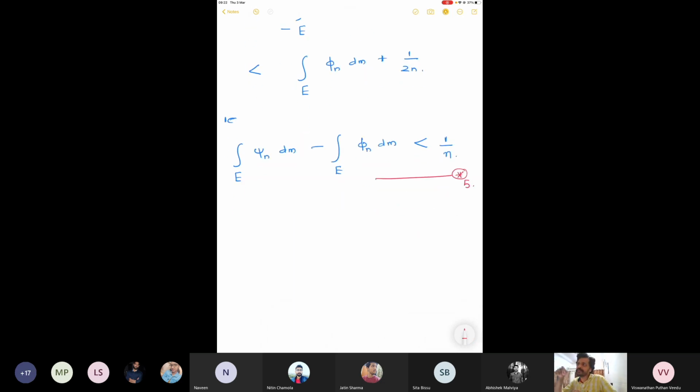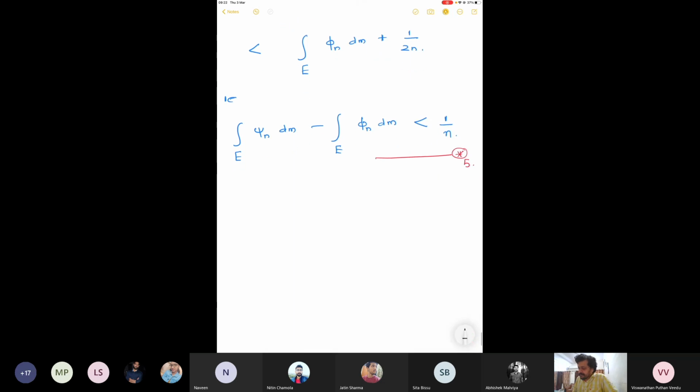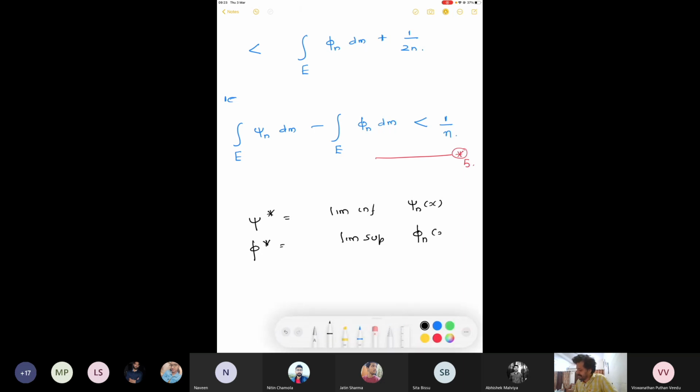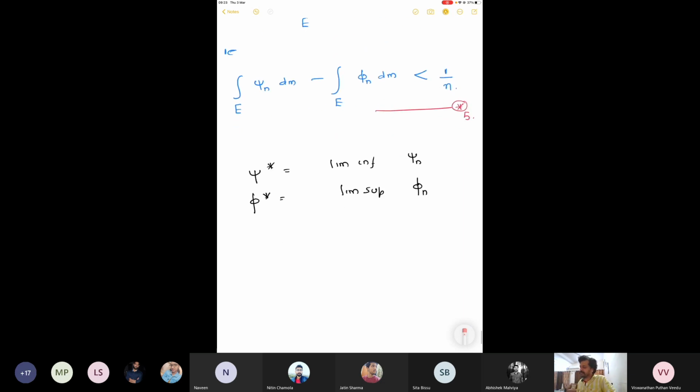Now our aim is to get a function which is measurable and which is equal to f almost everywhere. Now define psi star equal to lim inf of psi n of x and phi star equal to lim sup of phi n of x. I have defined two new functions. Now do you see that phi star and psi star will be measurable?